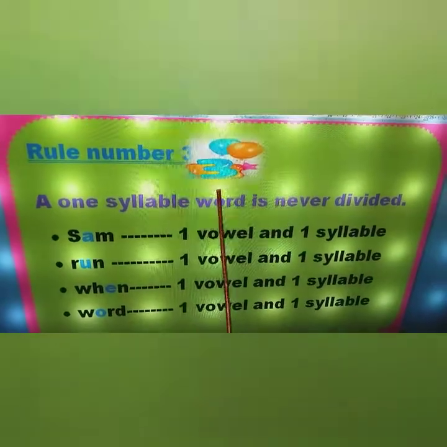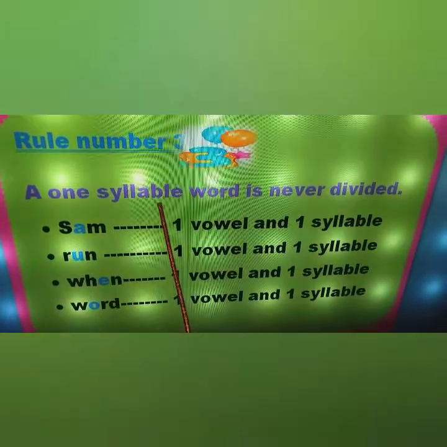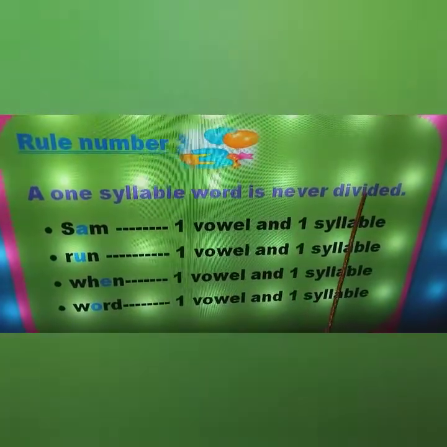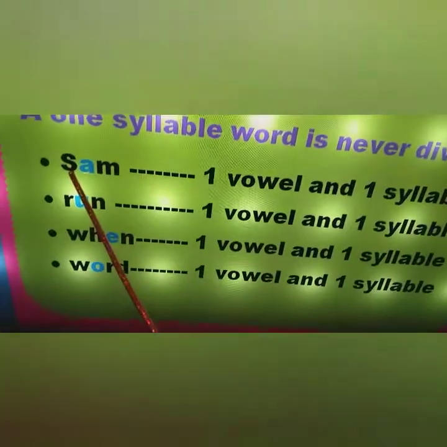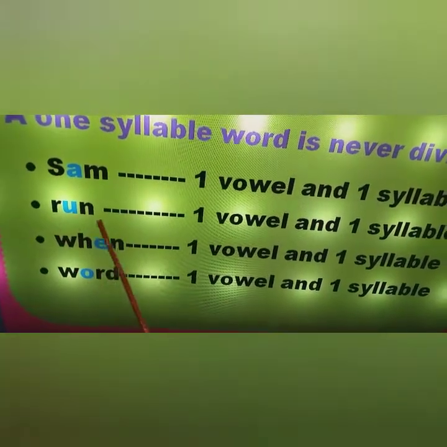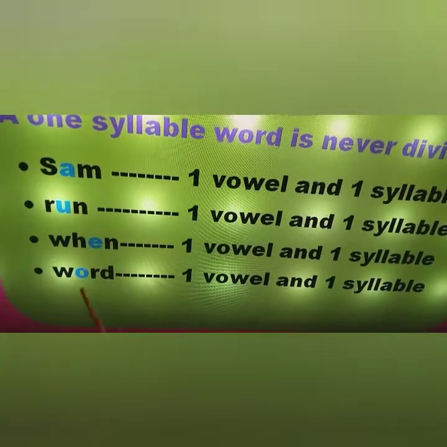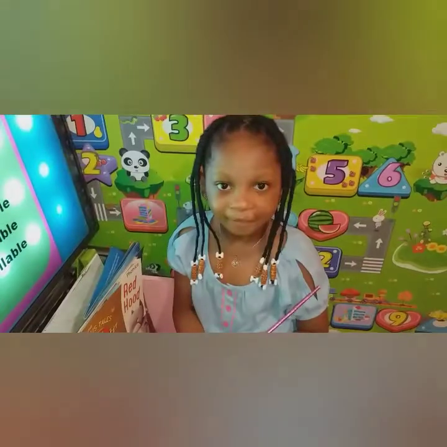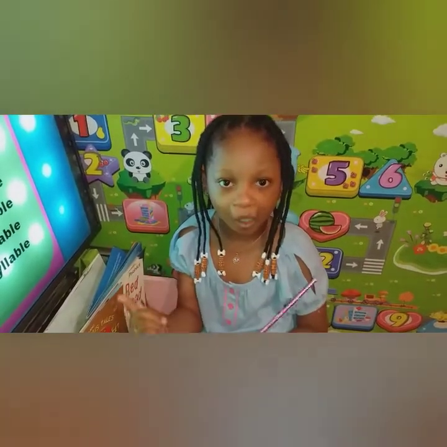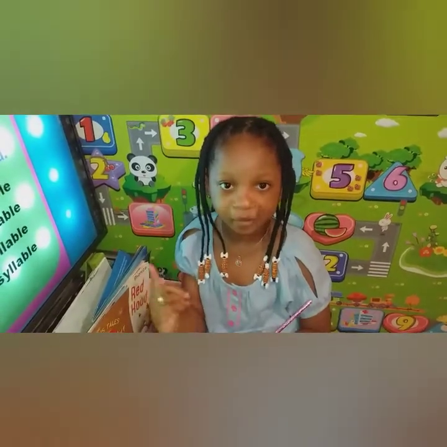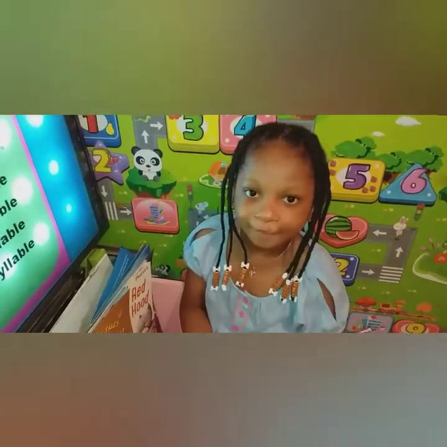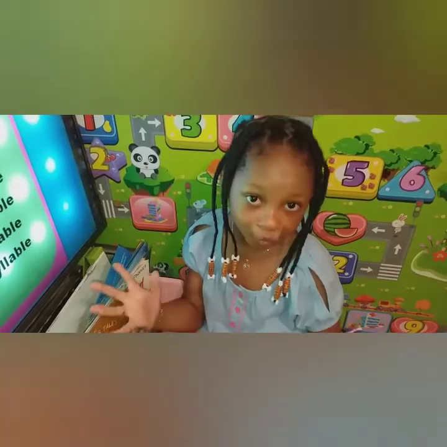Rule number 3. A one-syllable word is never divided. Some, one, when, word. They have 1 vowel and 1 syllable each. The vowels are in blue.